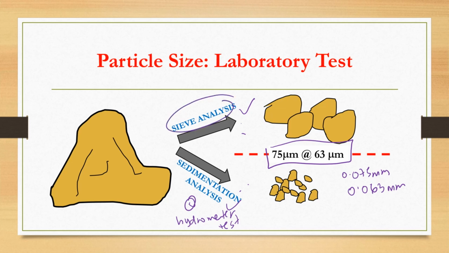Whatever is lesser than that can be measured by sedimentation analysis. These two tests classify the type of soil based on what? Based on particle size. Remember the previous slide: to classify the soil, you have to conduct two sets of testing, particle size and Atterberg limit. For particle size, you have sieve and sedimentation. But those two, sieve and sedimentation, just classify the soil based on what? Based on particle size.